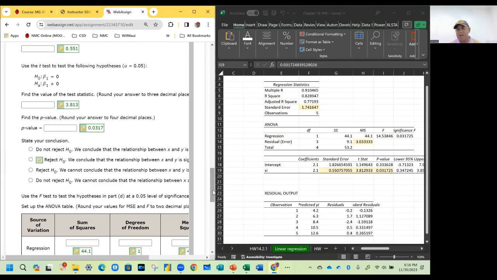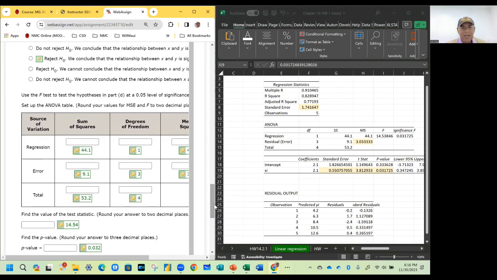So in this case, our alpha is 0.05, right? So if your alpha is 0.05 and your p-value is 0.03, then you do what? You reject the null. So if you reject the null, then that means your beta 1 is significantly different from 0. All right. And then the rest of the thing says use the f-test.